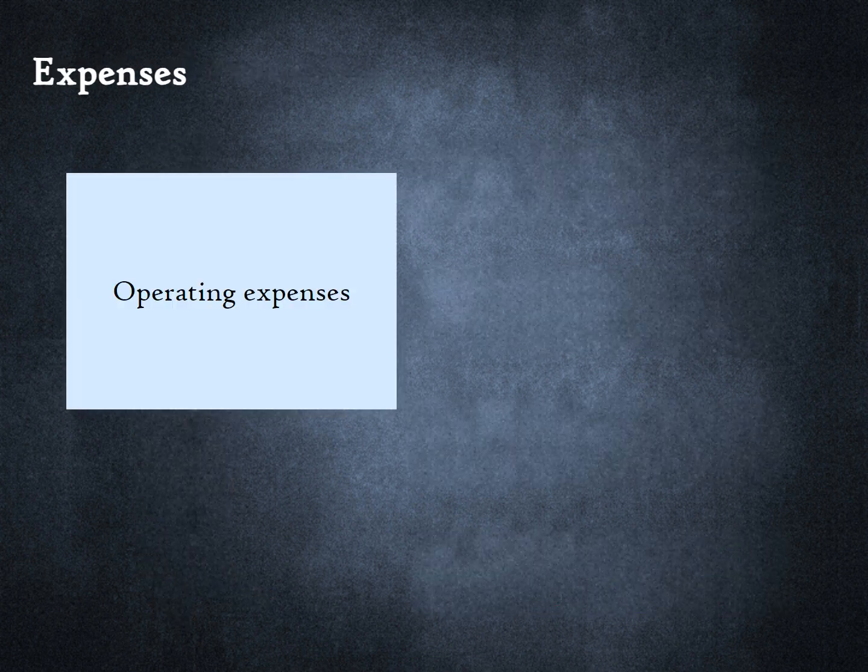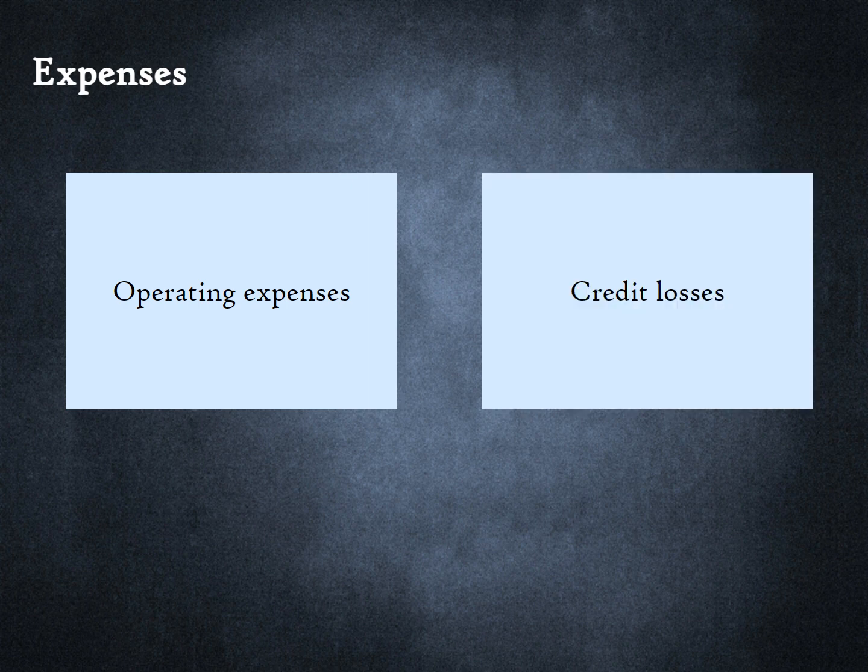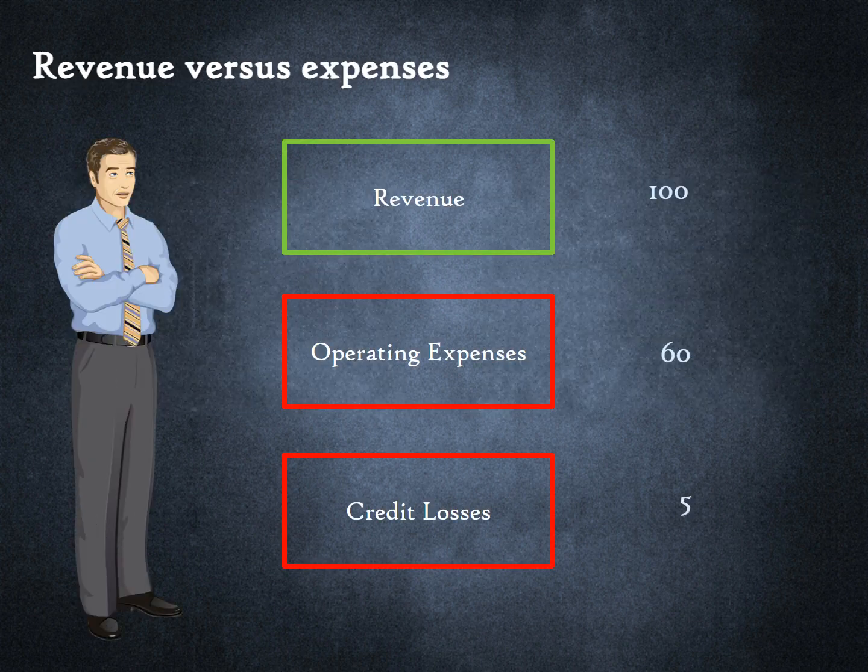A bank's expenses can be categorized into two groups. Operating expenses are just that, the cost of operations. It is a broad category that includes everything from salaries to the cost of stationery. Credit losses represent the impact of borrowers not repaying their loan principal or interest. When George looks at Trust Bank's income statement, this is what he sees. About 60% of his revenues are consumed by operating expenses, while another 5% goes towards credit losses. Trust Bank is able to retain 35% of revenues as profits.